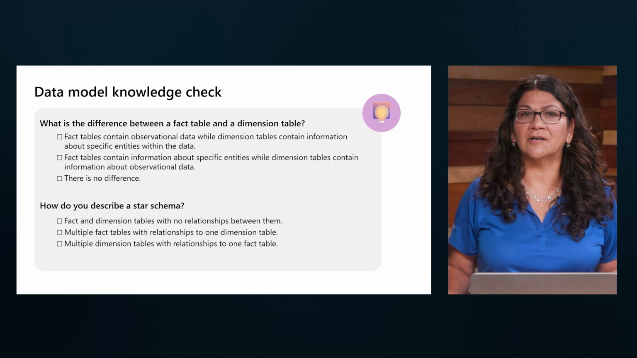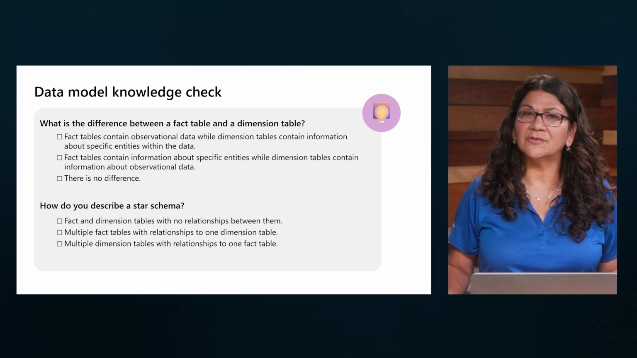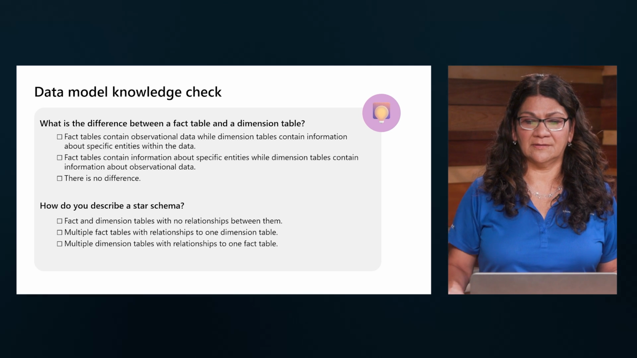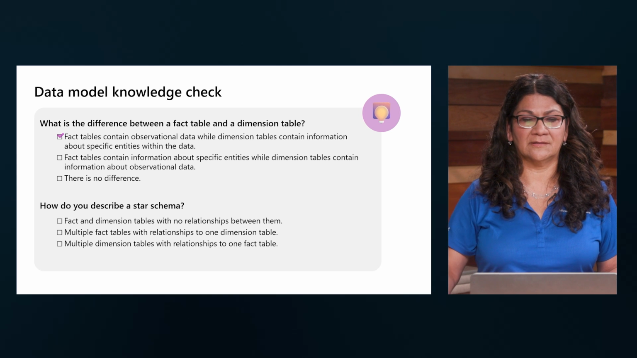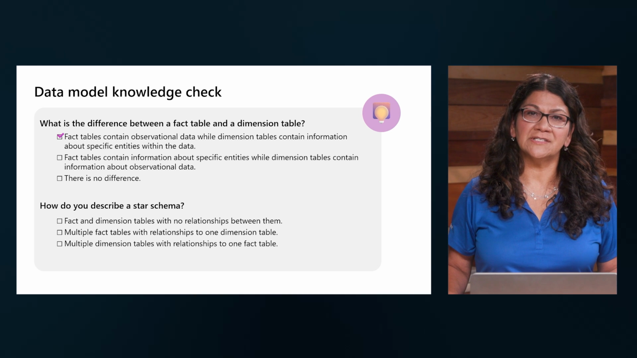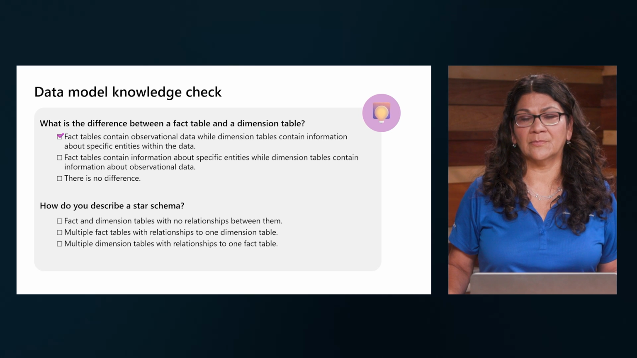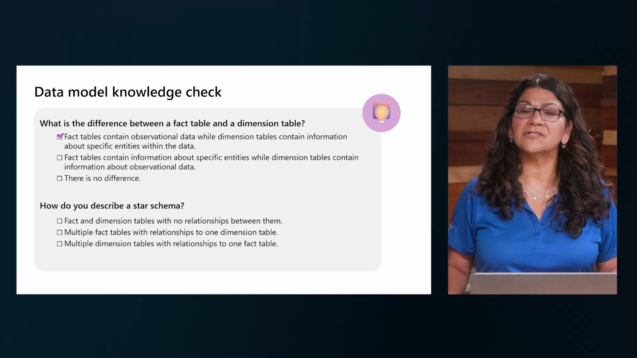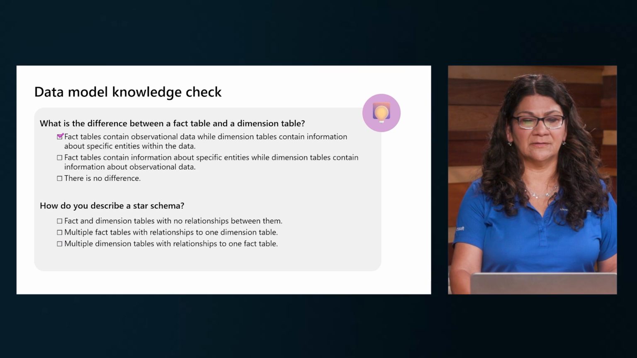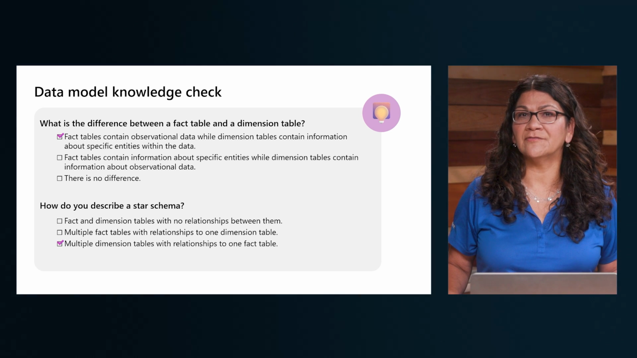Now it's time for our data model knowledge check. Question 1. What is the difference between a fact table and a dimension table? Answer. Fact tables contain observational data, while dimension tables contain information about specific entities within the data. Question 2. How do you describe a star schema? Answer. Multiple dimension tables with relationships to one fact table.